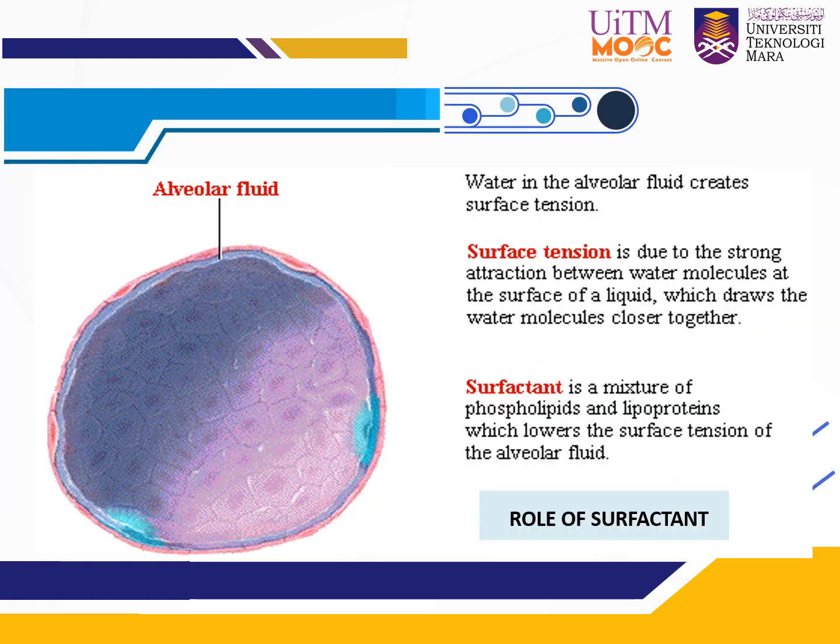The role of surfactant, which is type 2 just now. The water in the alveolar fluid creates surface tension. Surface tension is due to the strong attraction between water molecules at the surface of a liquid, which draws the water molecules closer together. Surfactant is a mixture of phospholipids and lipoproteins, which lowers the surface tension of the alveolar fluid. So this is very, very important in order not to allow the lung to collapse.